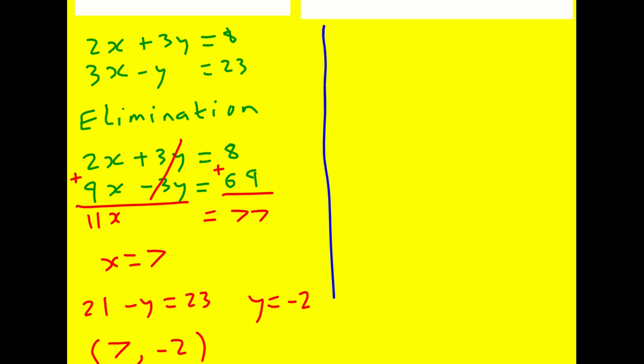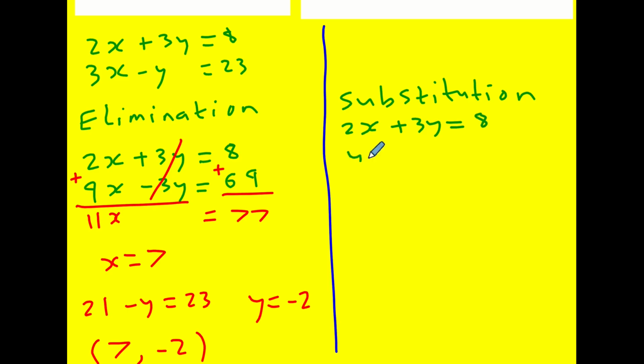Right, the second method is called substitution, and I want to talk about it because it's going to be important in a bit. In this case, I would go with elimination, but being able to substitute is useful in certain circumstances. So I'm going to rewrite the equations. 2x plus 3y equals 8, but this time I'm going to go back to making y the subject of the second one. Y is equal to 3x minus 23.